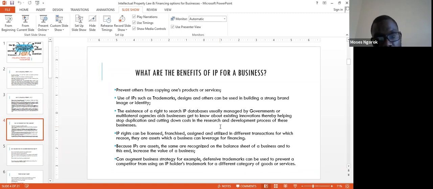The other thing that intellectual property can do for your business is that it can augment business strategy. For example, you can register trademarks even if you don't intend to use the same for your business. You can just use them to lock out your competitors. There's nothing illegal about that. You can go register so that your competitors are locked out from using the same. So it's also a good way, and there's nothing illegal about that.